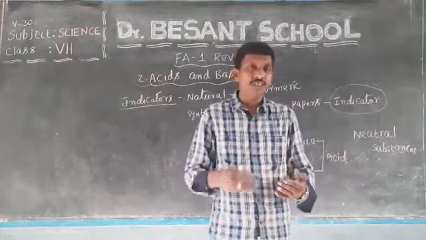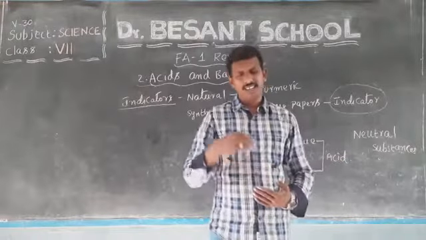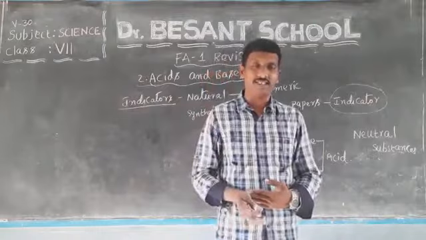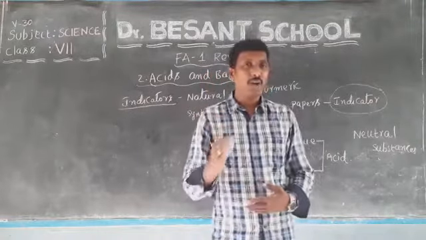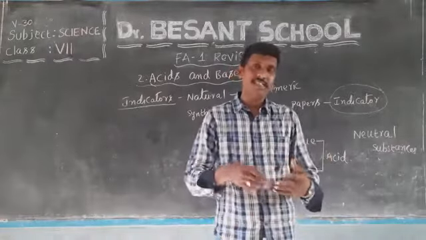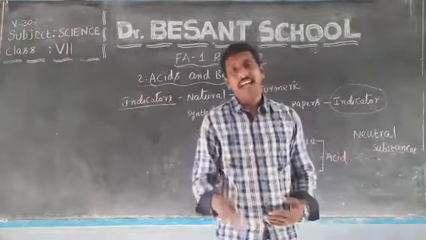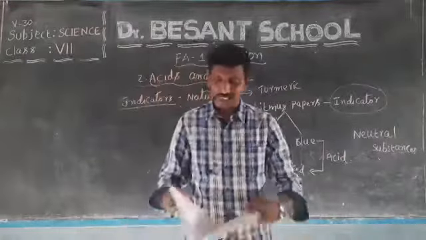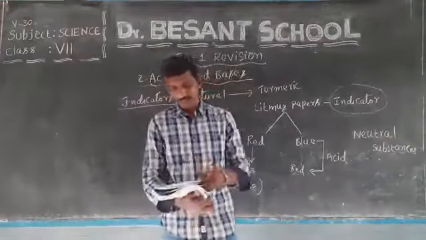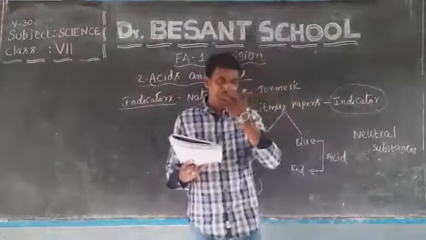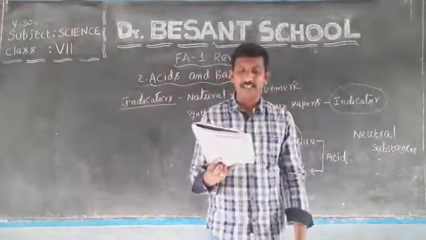Acids produce H plus ions. In depth we can say H3O plus, the hydronium ion, which we will discuss in the higher class, and bases produce OH minus. Here the acids and bases can be natural as well as artificial. Do you remember? Yes. And I am going to discuss again the natural acids present in different substances.